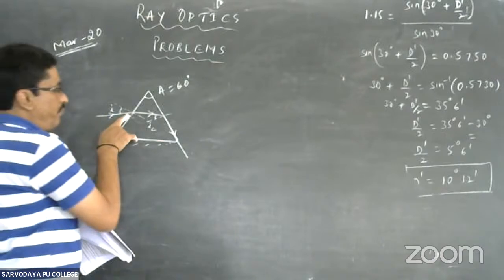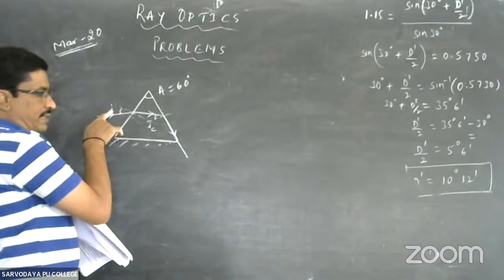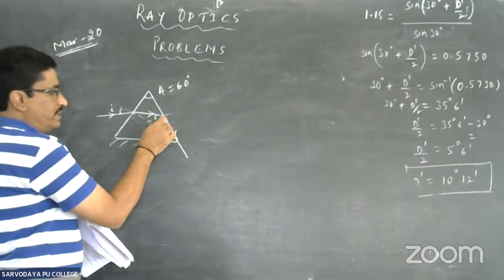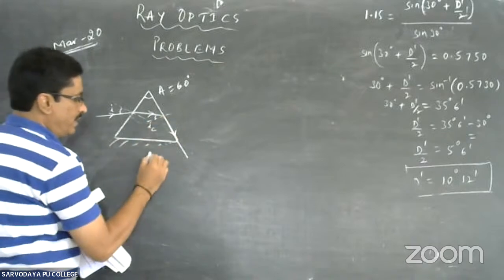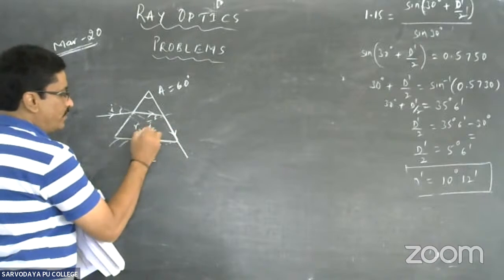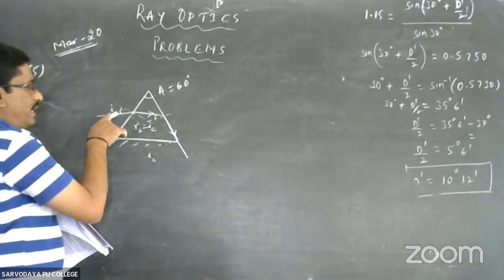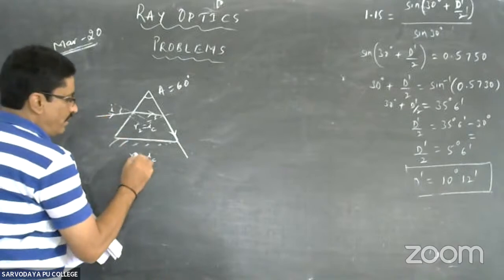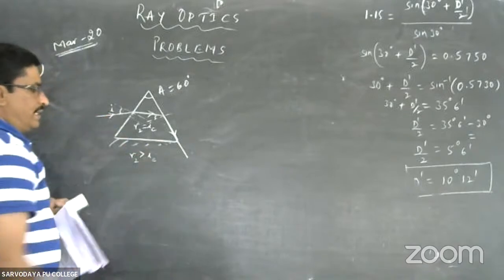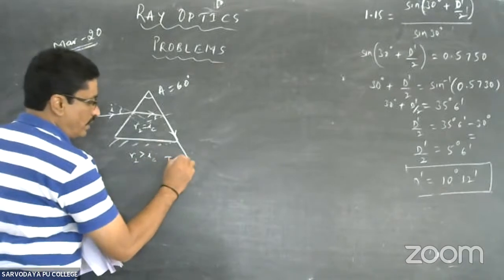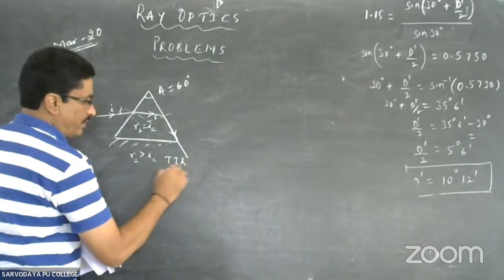If we incident at any other angle, automatically the ray will be incident on this one at an angle greater than critical angle. So here, R2 is equal to IC. But if we consider another angle here, R2 becomes greater than IC. Okay, and in this case, total internal reflection has to happen.